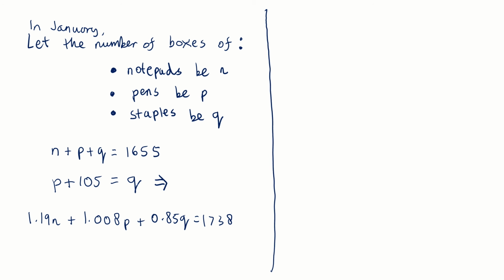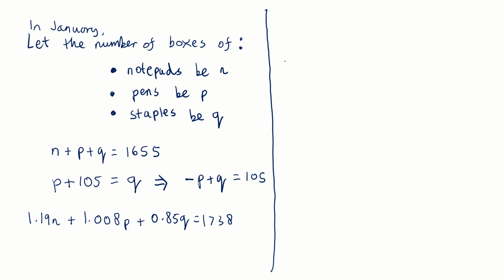Thing to be aware of is the fact that we want all the variables on the same side as each other. So actually we're going to rearrange that second equation to be minus p plus q equals 105, taking away the p from both sides to move it away from that 105.